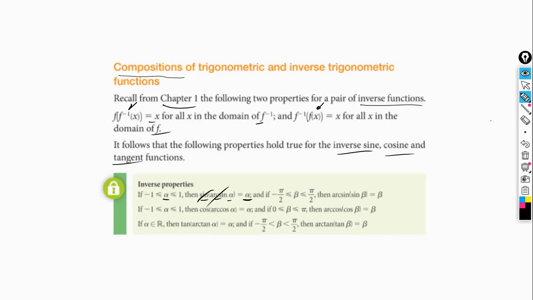Now, the condition here, though, is that alpha has to be in the domain of arcsine and in the range of sine, right? Otherwise, it doesn't have any solution, obviously. Now, the angle beta would have to be in the range of arcsine and in the domain of sine, the restricted domain, which is between negative pi halves and pi halves, including negative pi halves and pi halves. And then if this condition is true, we would have that the arcsine of the sine of beta, they cancel out and you get beta. Notice that it's very similar for the other two inverse trigonometric functions.